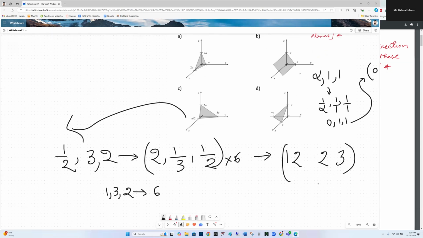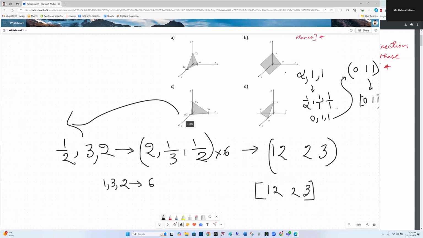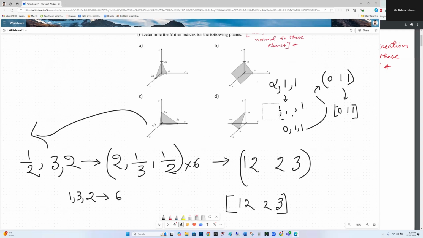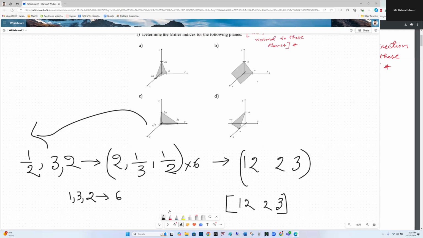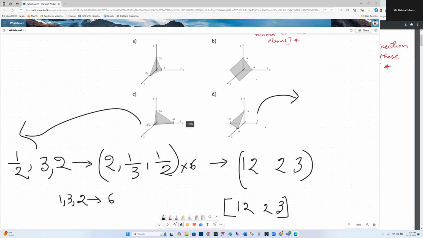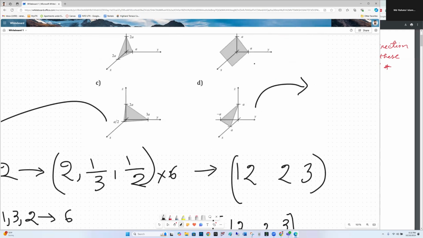And this is the plane, and the direction normal to this plane would be the same numbers with just a different bracket. Okay, and let's move to D. Let's make some space here. For D, you can see that the x-axis intercept is 1a. So I will write 1.